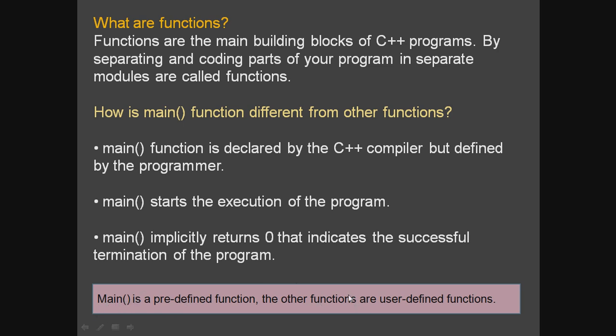The other functions have user defined names. This is the name of the function, that is main, and this parenthesis indicates that this is a function, and this main function will execute whatever is written within the parenthesis. The other functions are user defined, so you can define the names of the other functions on your own. That is the difference between the main function and the other user defined functions.